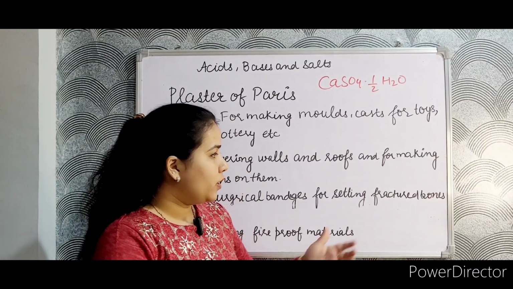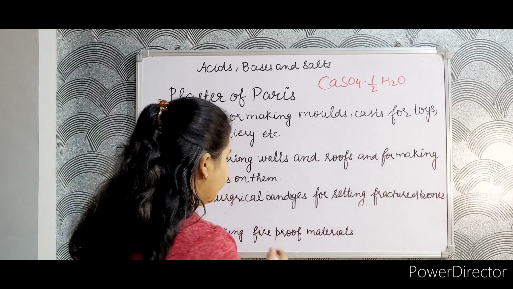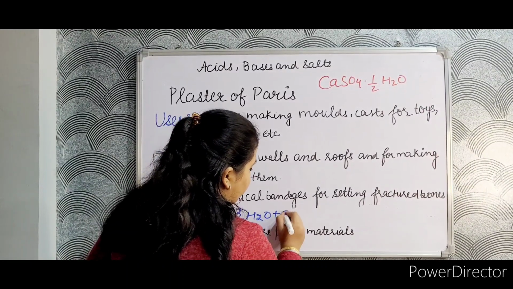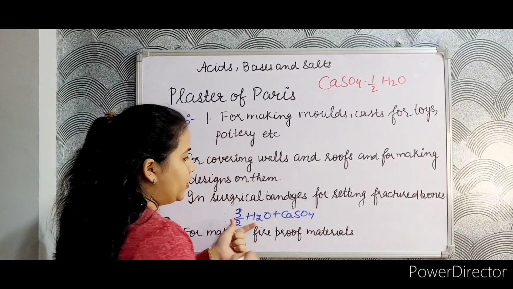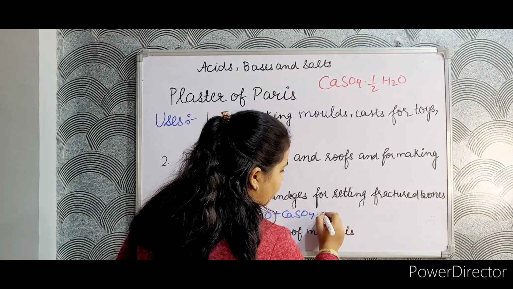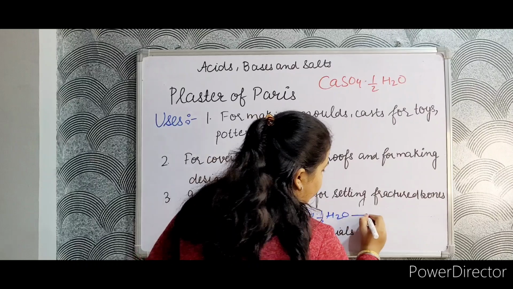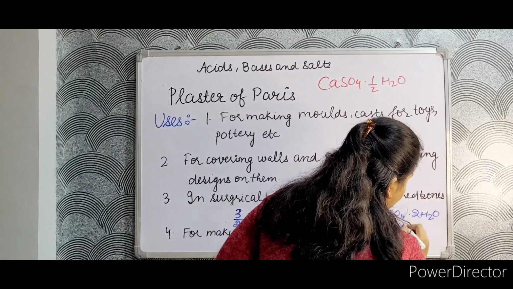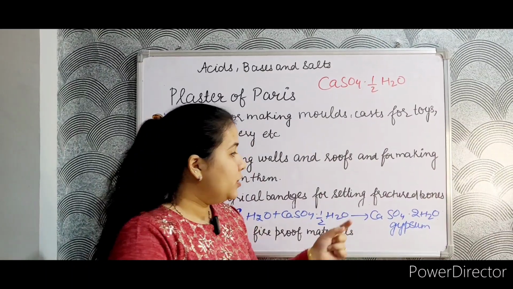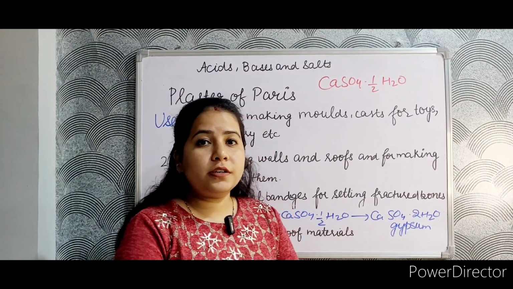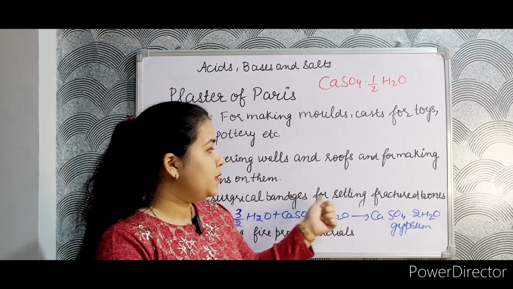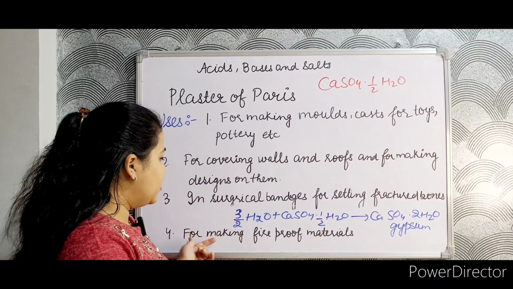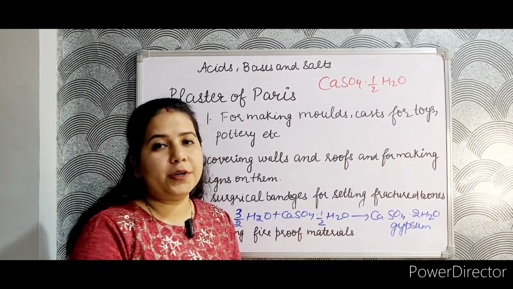The reaction involved in setting of the fractured bones is that water molecules react with POP. It forms CaSO4.2H2O, which is gypsum. The gypsum formed in this reaction restricts the movement of bones, so it helps in setting of the fractured bones. The last use of plaster of Paris is for making fireproof materials.